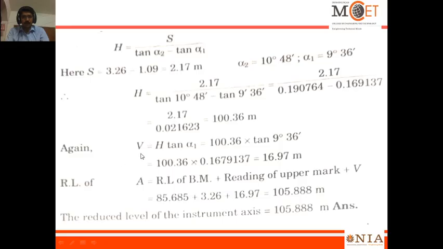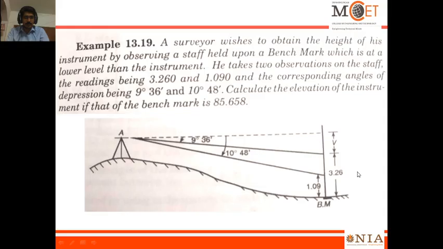and you know the formula for V is equal to H tan alpha 1. So H you know, now you have calculated, into tan alpha 1. If you substitute all the values and calculate, V is 16.97 meter. Therefore RL of A is equal to RL of benchmark plus reading of upper mark plus V. How is it? See, benchmark plus the upper mark reading plus V gives the RL of A, right?